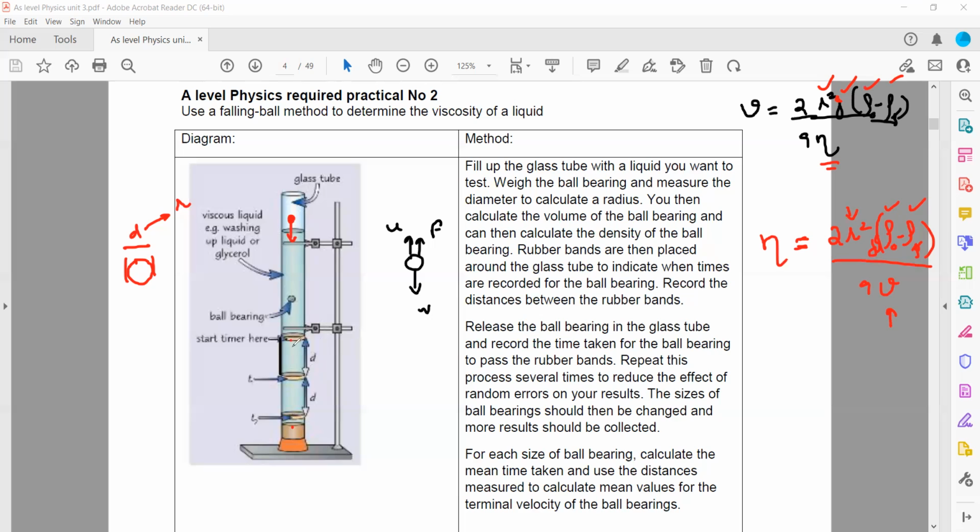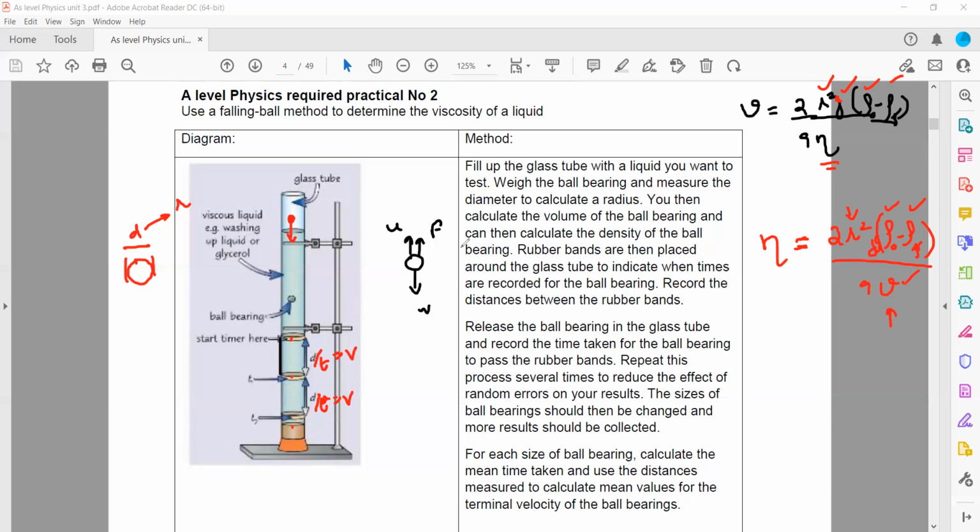We'll measure the time to fall from one marker to another, so distance divided by time gives the speed. Same thing for moving from marker 2 to marker 3, distance divided by time gives the velocity. And we'll take an average. But the problem here is reaction time. As a human error, reaction time is there as we start and stop the timer in a short interval, so there is always a reaction time. So we will have the v, we have the r, so we'll substitute these values and get the viscosity.